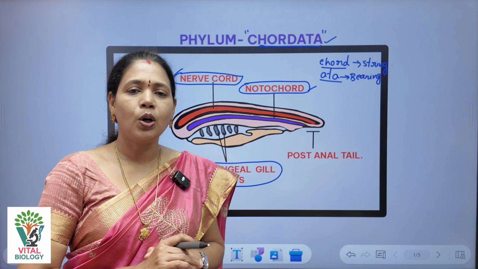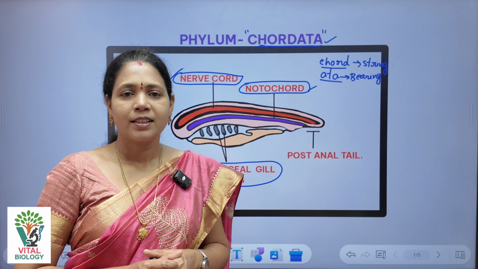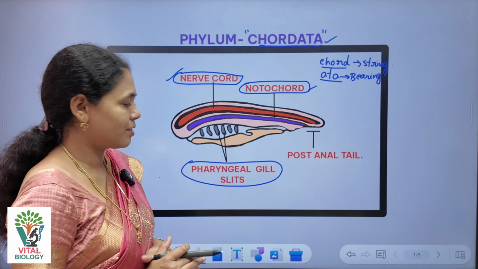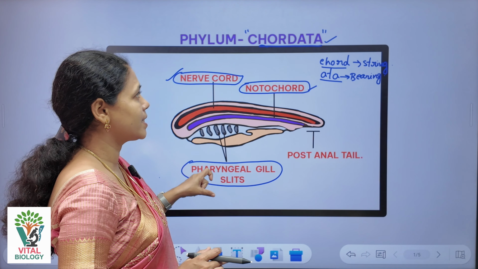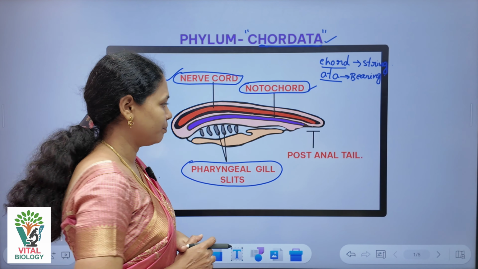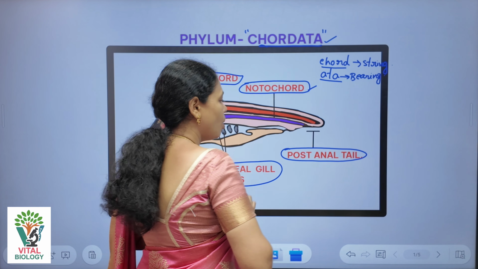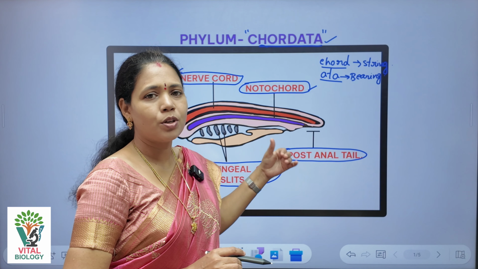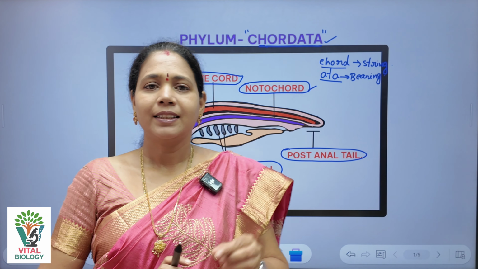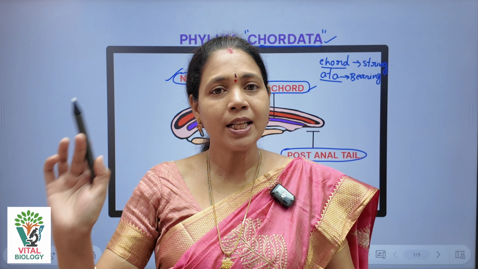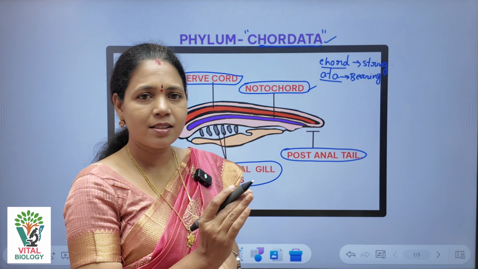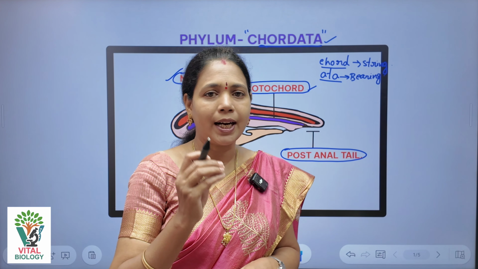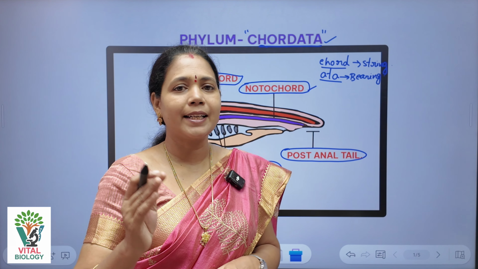In all these animals, near the pharynx, there will be gill slits. Another structure is the post-anal tail. That means the structure is present towards the posterior region, and the tail is an extension beyond the anus. Where the anus is present, just beyond that, an extension is considered the post-anal tail.